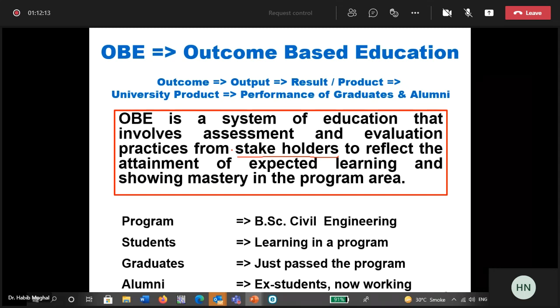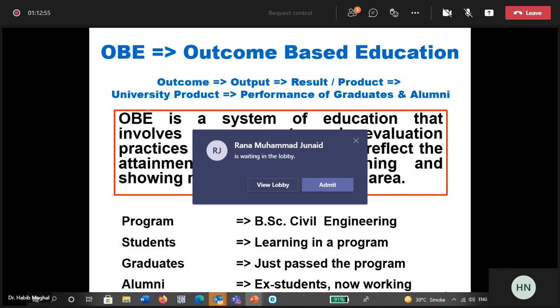Okay, so the assessments are carried out from these stakeholders in the form of interviews and questionnaire surveys, and we get the feedback of all stakeholders, particularly the alumni and the employers, on how the graduates are performing in the field. These assessments and evaluations were not present in the traditional education system, before we adopted this OBE system. We were not bothering about how our graduate is performing in the field. But now we have the assessment and evaluation, and we bother.